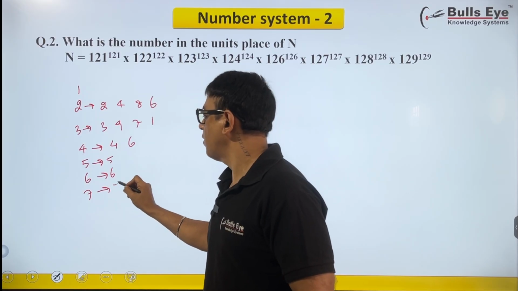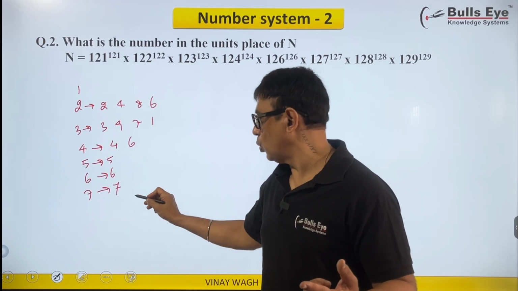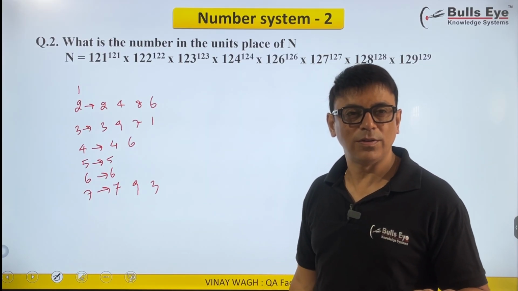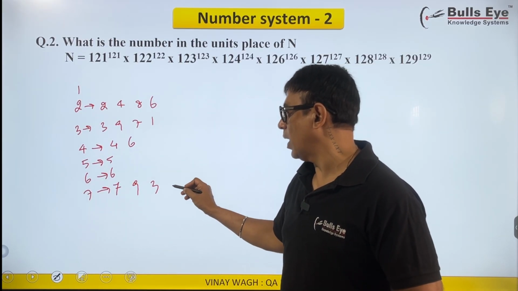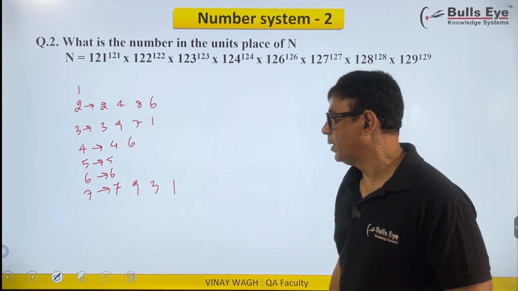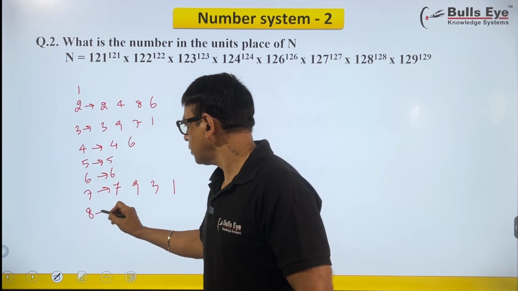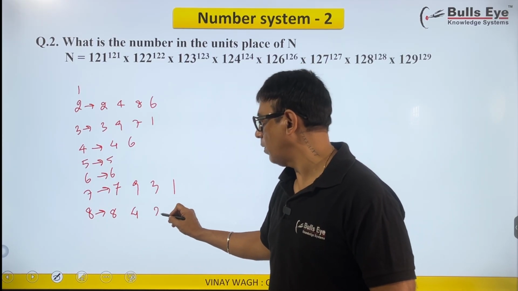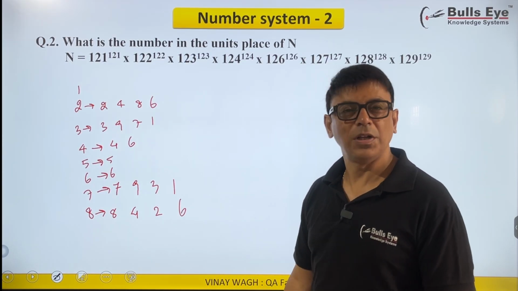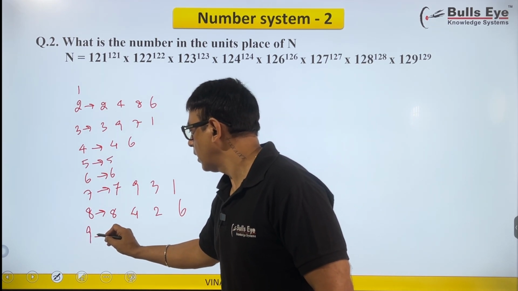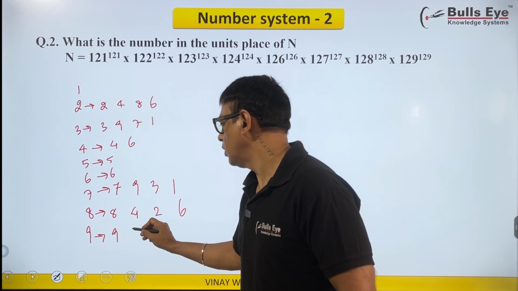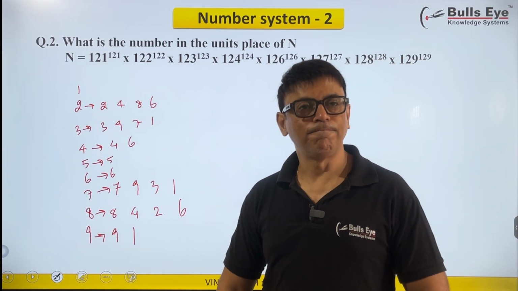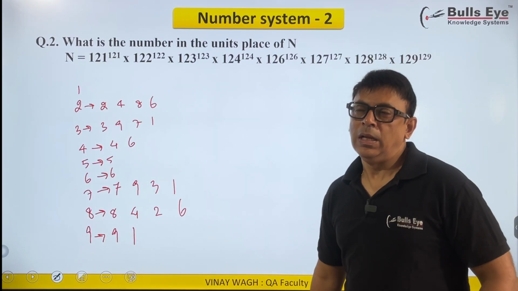Power cycle of 7. 7 raised to 1 is 7. 7 raised to 2 ends with 9. That's 49. 7 raised to 3 ends with 3. 7 cube is 343. 7 raised to 4 ends with 1. It's 2401. How about power cycle of 8? 8 raised to 1 is 8. 8 eights are 64. 8 cube is 512. And 8 raised to 4 ends with 6, it's 4096. How about 9? 9 raised to 1 is 9. 9 raised to 2 is 1. So 9 raised to any odd number ends with 9. 9 raised to any even number ends with 1. So that's the power cycle.